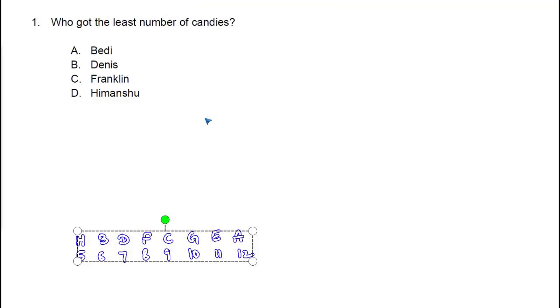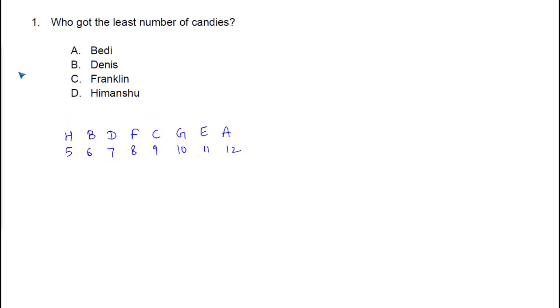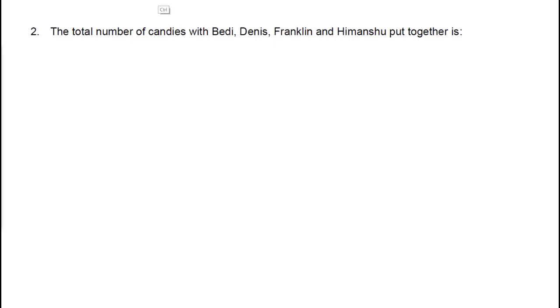Question number 1, who got the least number of candies? H, Himanshu. Question number 2, the total number of candies that B, D, F and H received. B received 6, D received 7, F received 8, Himanshu, H, received 5. Let me check this again. B is equal to 6, D is equal to 7, F is equal to 8 and H is equal to 5. This sum is equal to 26.